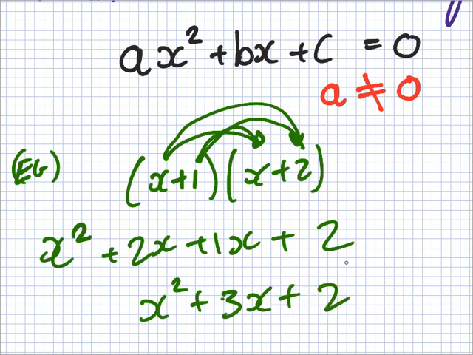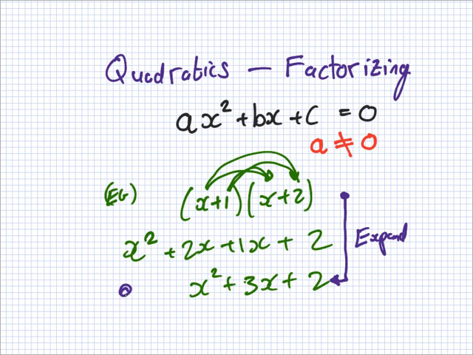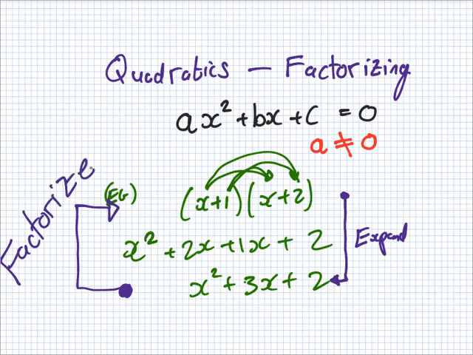What is the verb that describes going from here to here? Yes, this one here is expand. What is the verb that describes going from here back to this? That one is factorize. So just be careful with those two. Expand is multiplying and factorizing is going backward.